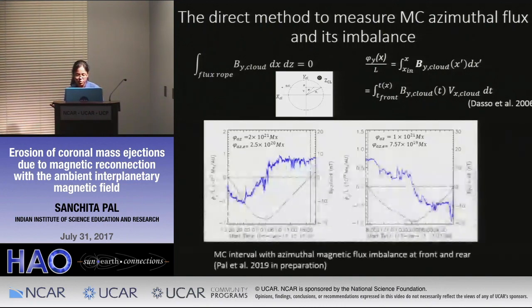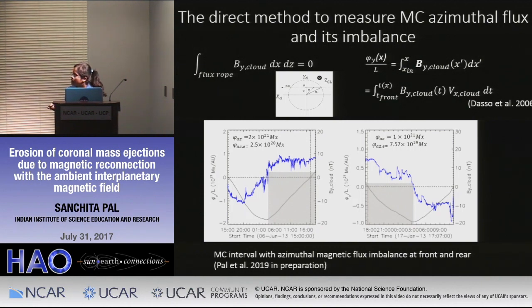Here I will show you two examples of the magnetic cloud erosion calculation. In the first one, the By cloud is shown by this blue line, and the red one is the accumulated flux. The shaded region, for both of them, shows the accumulated flux which was in the magnetic cloud before it was eroded by the interplanetary magnetic field. You can see the imbalance sitting right up there, which means the magnetic cloud is being eroded.